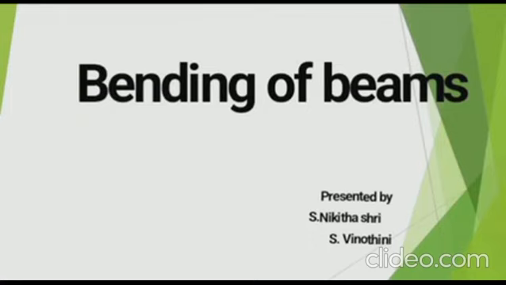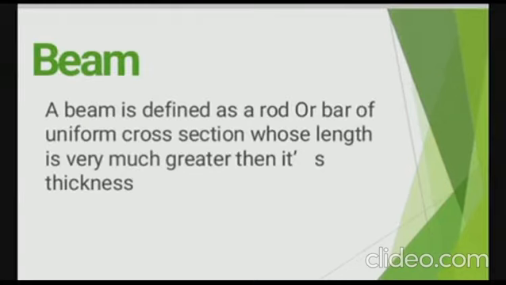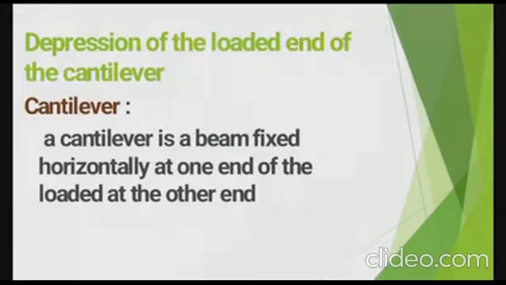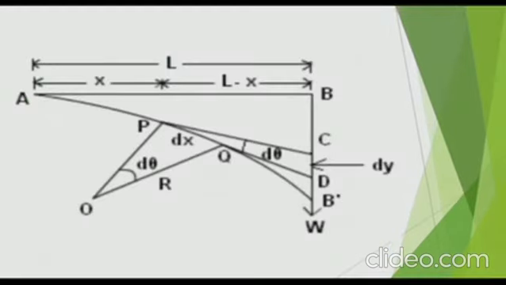Our topic is bending of beams. A beam is defined as a rod or bar of uniform cross section whose length is very much greater than its thickness. Cantilever. A cantilever is a beam fixed horizontally at one end and loaded at the other end. This is the construction of a cantilever.